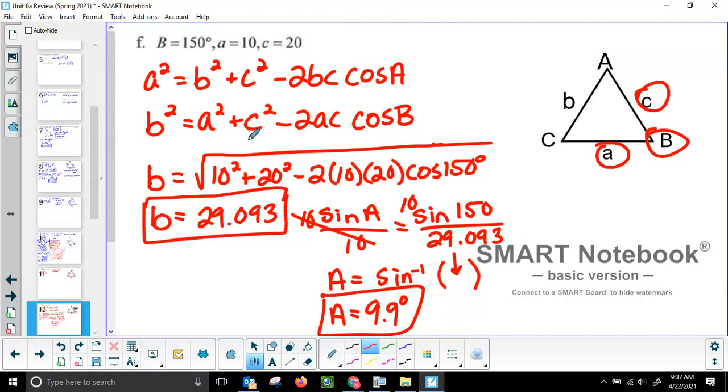Of course, now we have 2 of our 3 angles. We can easily find our third angle. So that's 159.9, so that's going to be 20.1.